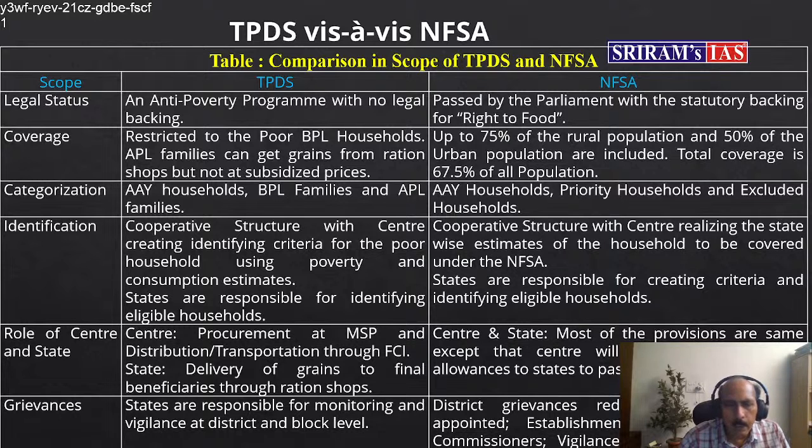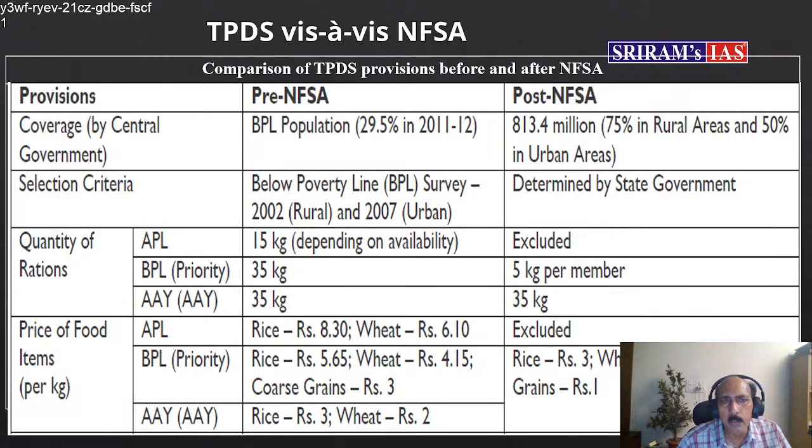67.5%. And at the state level, at the district level, the grievance monitoring committee should be set up by the state government to ensure that all needy persons are getting the PDS food grains in time. Therefore, if you compare the TPDS provisions before and after the NFSA, you see the difference.